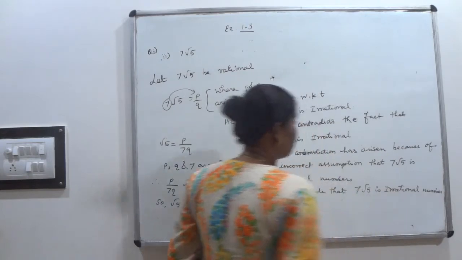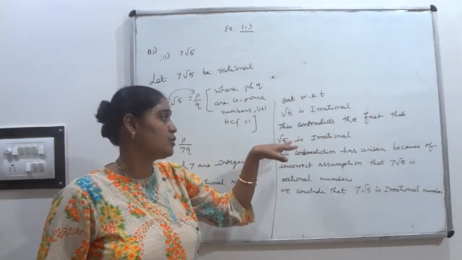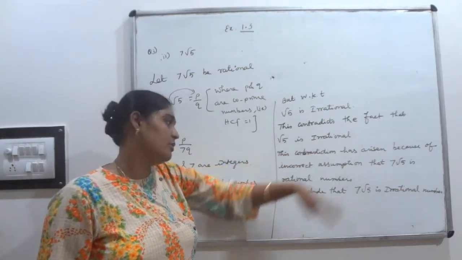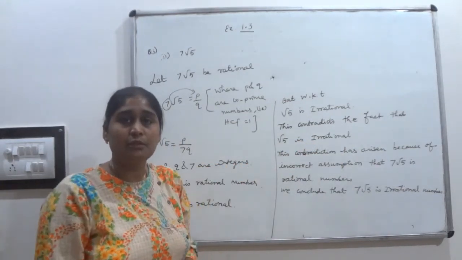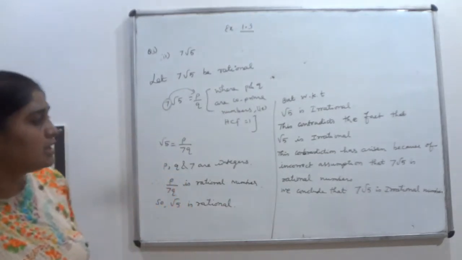Okay, I have taken it as a rational number. Then at last what I know is that root 5 is an irrational number. Therefore, it contradicts the fact root 5 is rational. Therefore, we can tell that 7 root 5 is an irrational number.